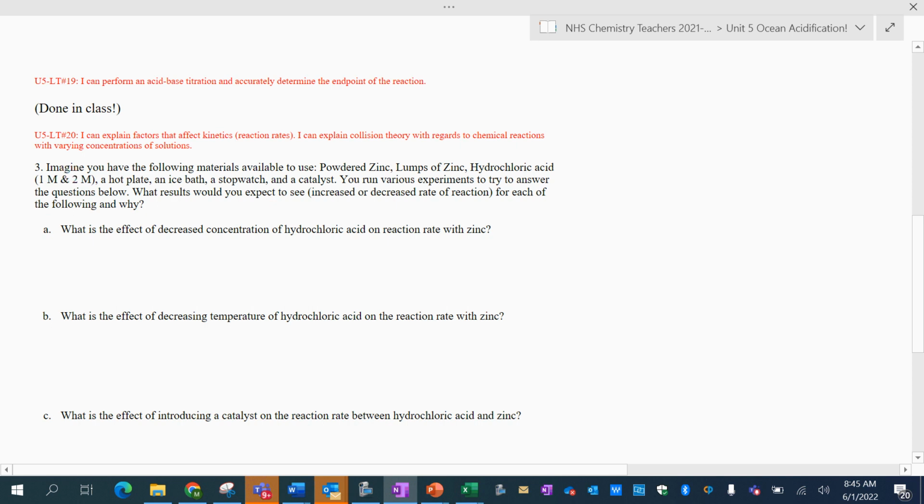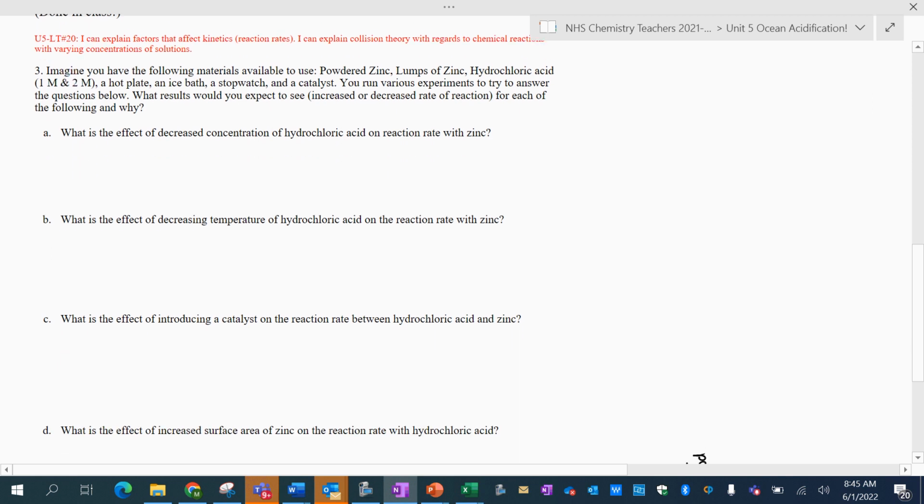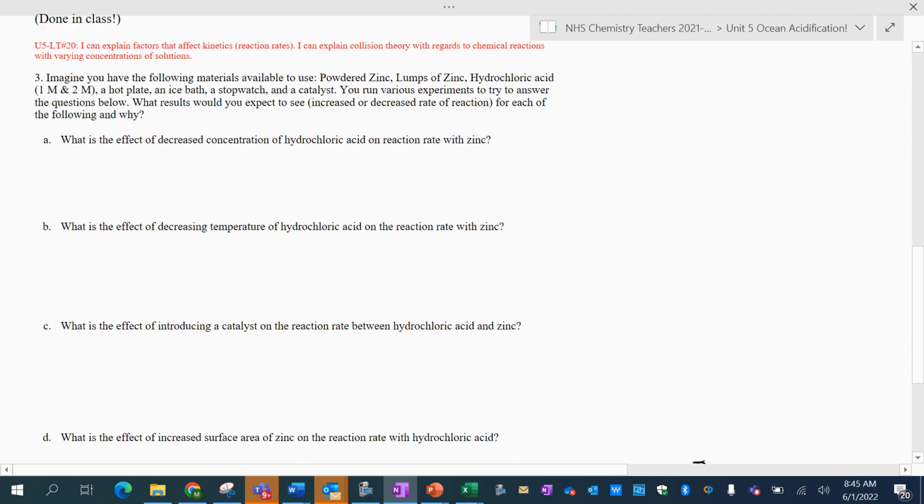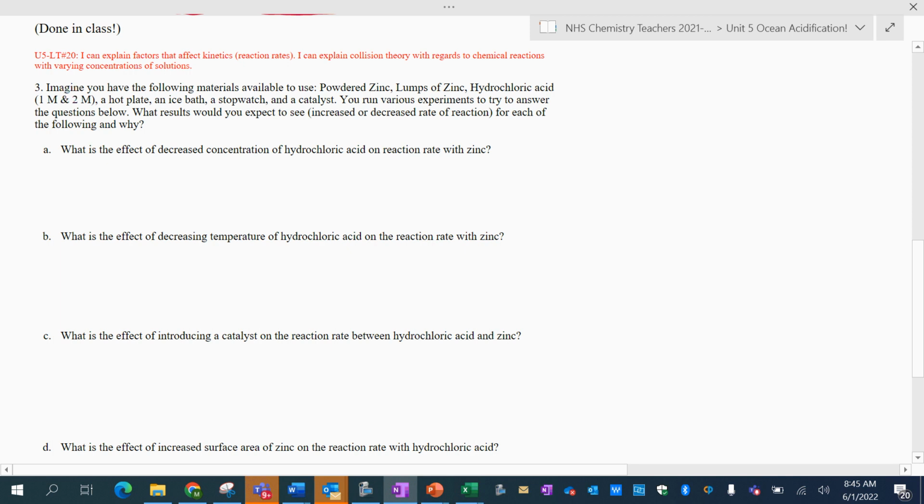Learning target 19 we did in class. Could you perform a titration and determine the endpoint? Learning target 20 is the last one. This has to do with reaction rates, which is kinetics, and collision theory.